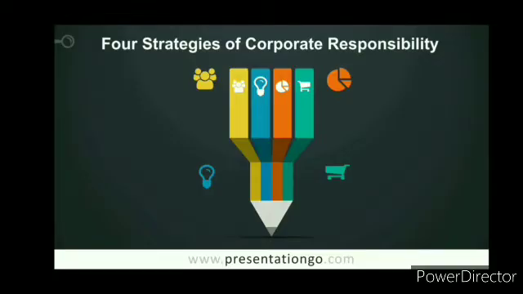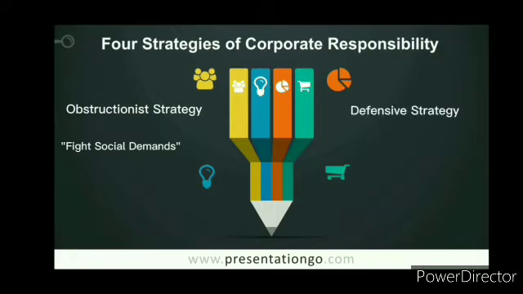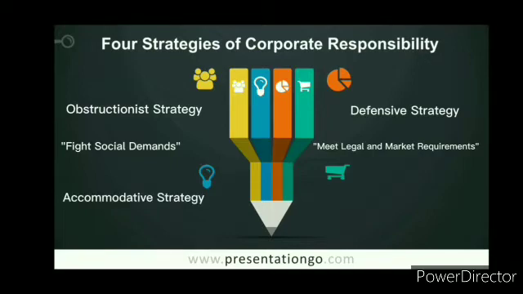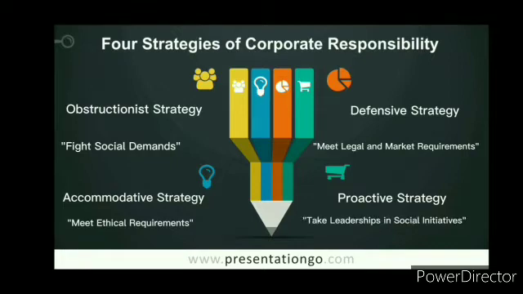The 4 strategies of corporate responsibility. Number 1, obstructionist strategy means fight social demands. The second one is defensive strategy, which means meet legal and market requirements. The third one is accommodative strategy, which means meet ethical requirements. And the last one is the proactive strategy, which means take leadership in social initiatives.